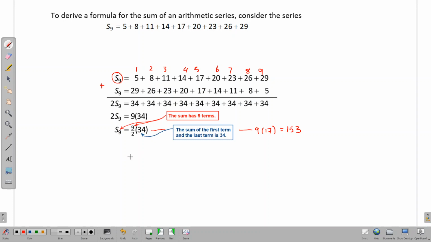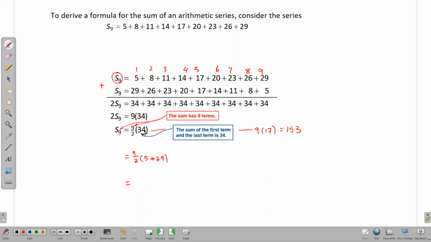So let's try to unpack this a little bit more. Where did the 34 come from again? Well, the 34 was the sum of the 5 and the 29. The 5 and the 29 are the first and the last terms. So I'm actually going to write that out: 5 plus 29 here.